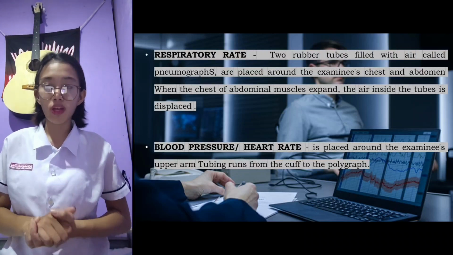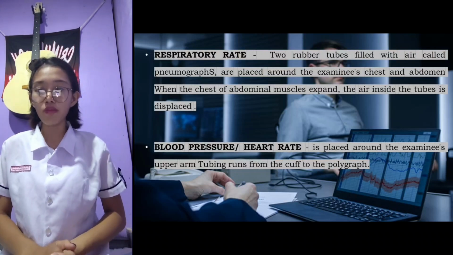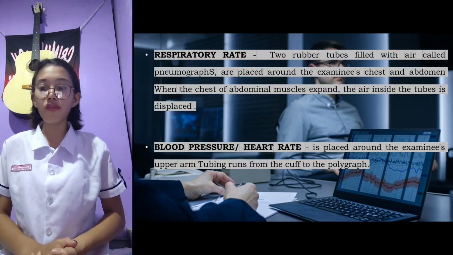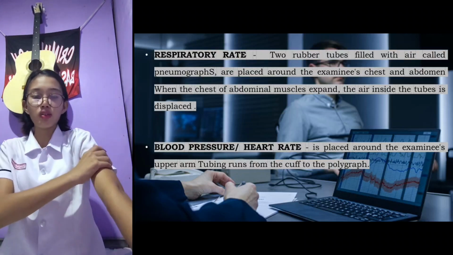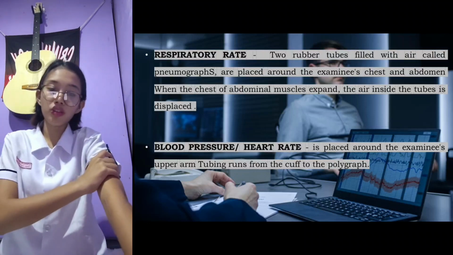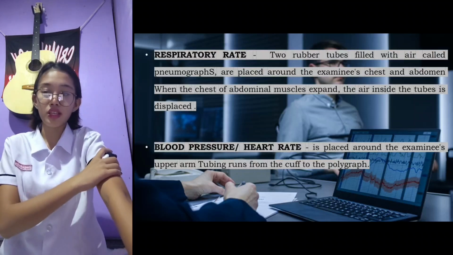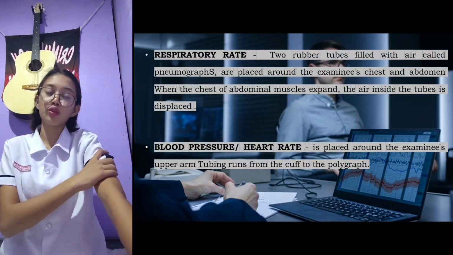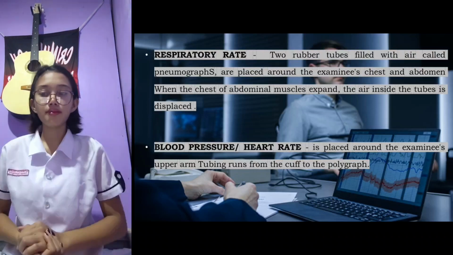So next is blood pressure or heart rate. A cuff is placed around the examinee's upper arm. Tubing runs from the cuff to the polygraph. So in our right hand, meron nilalagay dito, that's the cuffs. Ang tawag dito ay cuffs. So later din ay may picture tayo, and it will detect the changes in blood pressure or heart rate. So, the cuffs is connected in our polygraph machine.